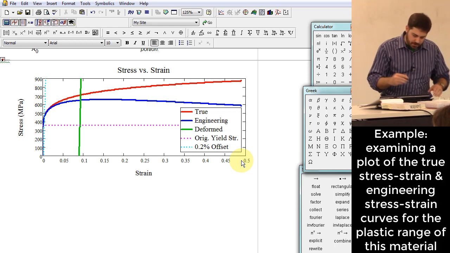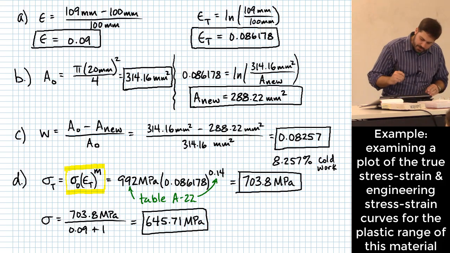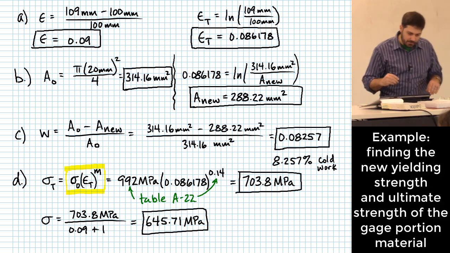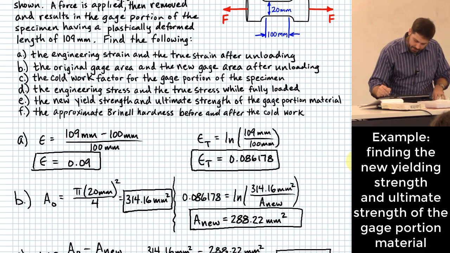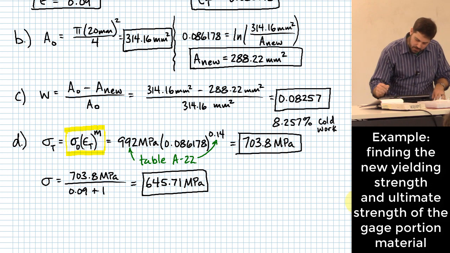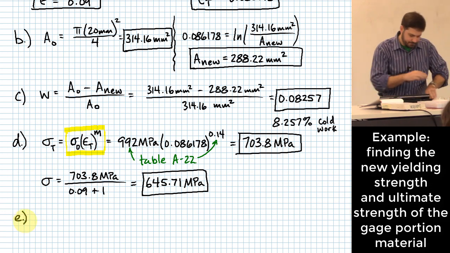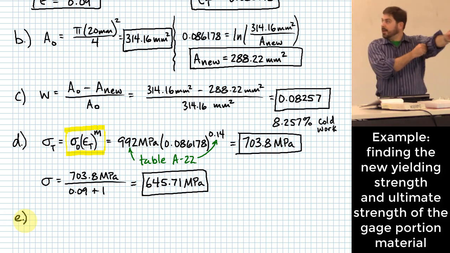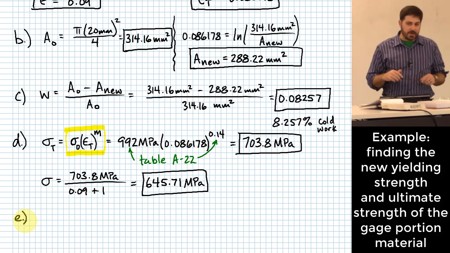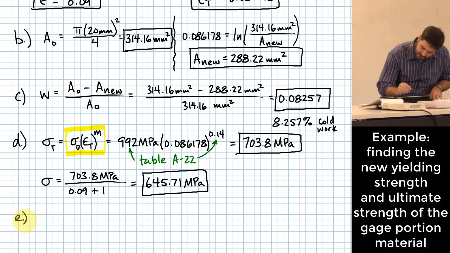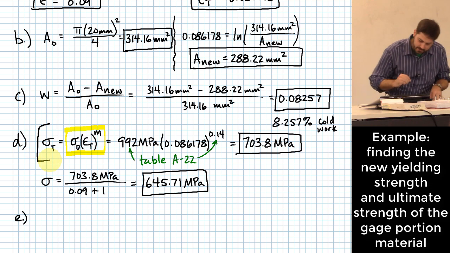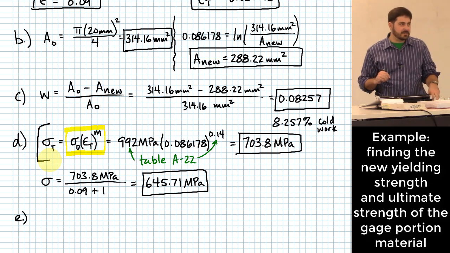Okay, let me go back to the problem that we were solving here a second ago. We have a few more pieces to do. The new yield strength and the ultimate strength of the gauge portion material. Okay, well, guess what? The new yield strength can be calculated exactly the same as we just calculated this right here. Why is that?